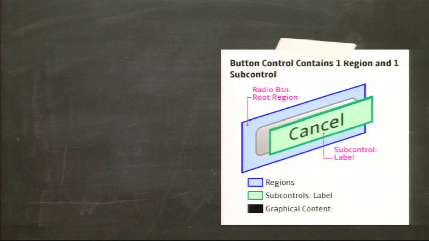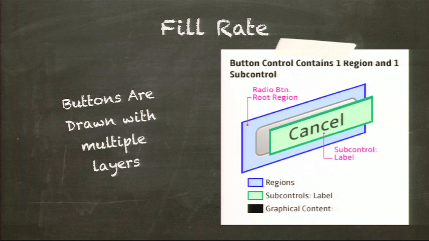Now here we have a button. This is going to be an example of a fill rate issue that you can typically run into with your controls or with other things that you try to draw, because buttons are drawn with multiple layers. In fact, for an actual button, the buttony looking part in the middle is made up of 5 individual rounded rectangles that are drawn together.